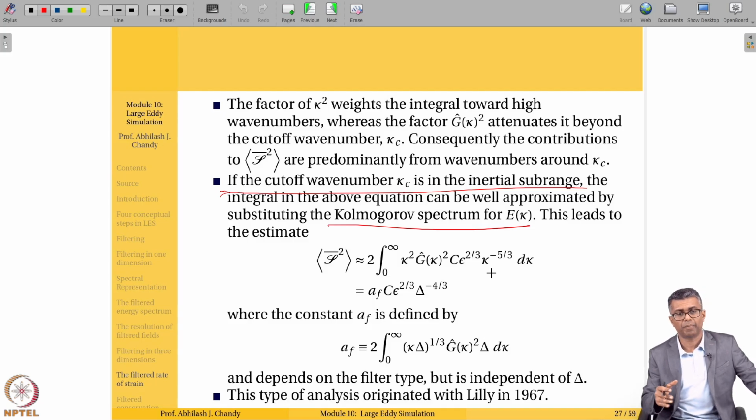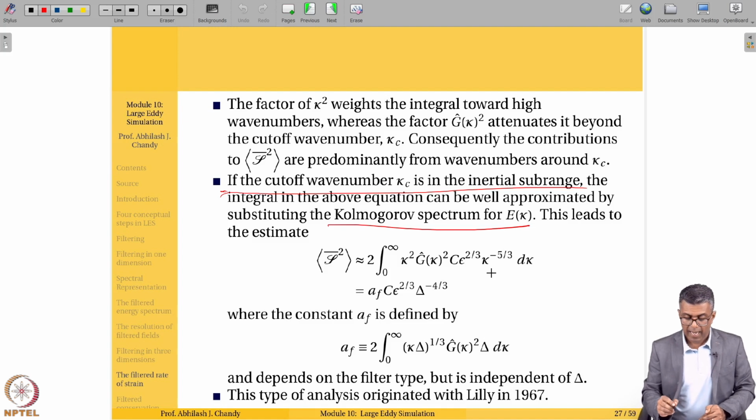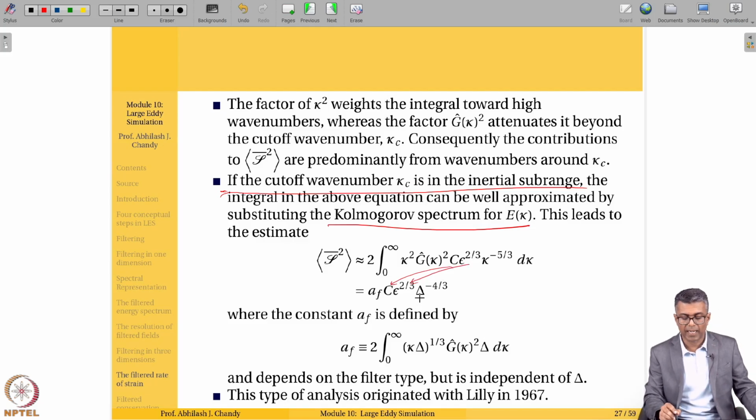And here is where I am invoking some algebraic manipulation. What I'll do is take C epsilon to the 2/3 like this, and look at what I've done here: I have delta to the negative 4/3. The reason I did that is you brought in a new function A_F, and I'll come to that in a bit. But I'm defining that A_F as 2 times the integral from 0 to infinity of kappa delta to the 1/3, g hat of kappa squared, delta d kappa.